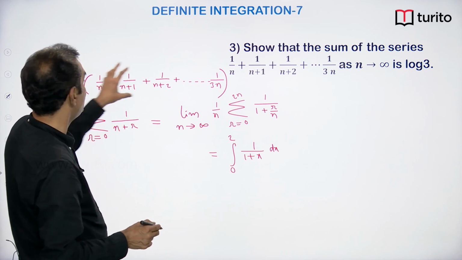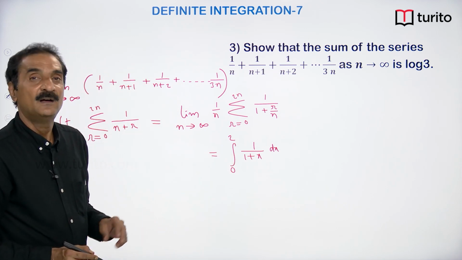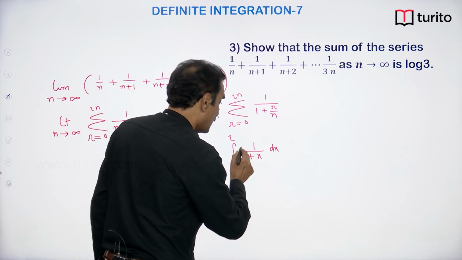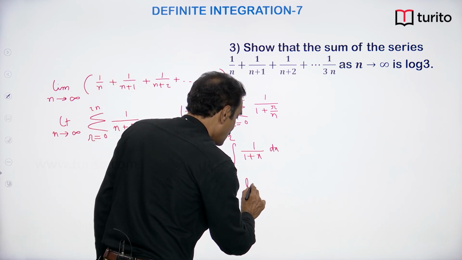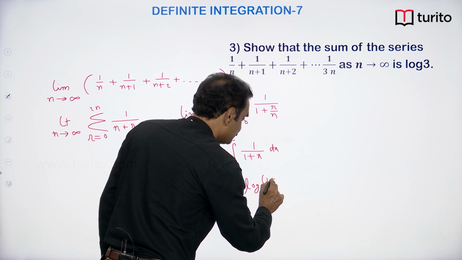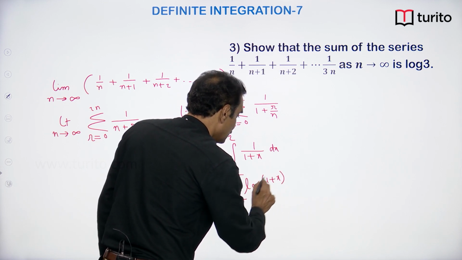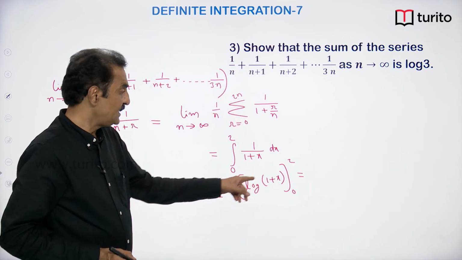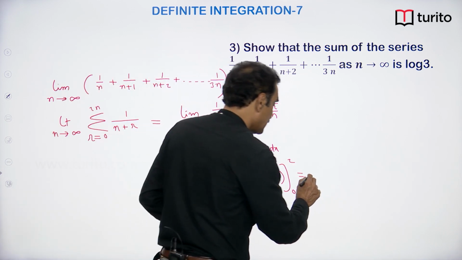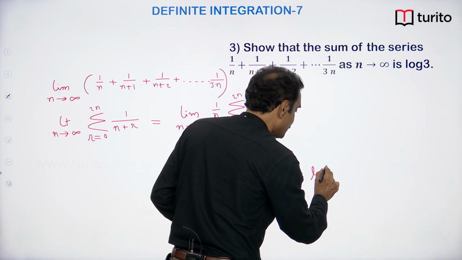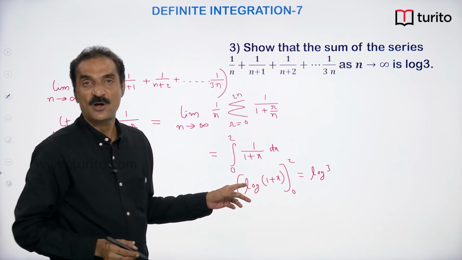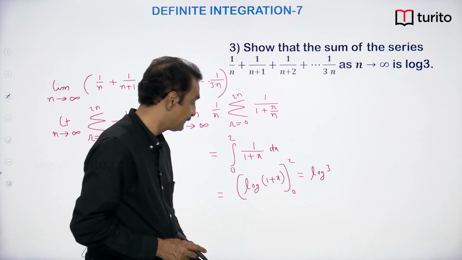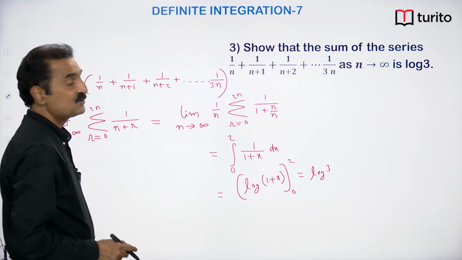So the value of this limit is nothing but this definite integral. Now calculate the value of this definite integral. Integral 1 by 1 plus x is log 1 plus x between limits 0 and 2. Substituting 2, you will get log 3. Substituting 0, you will get log 1, 0. So answer is log 3. Next question.